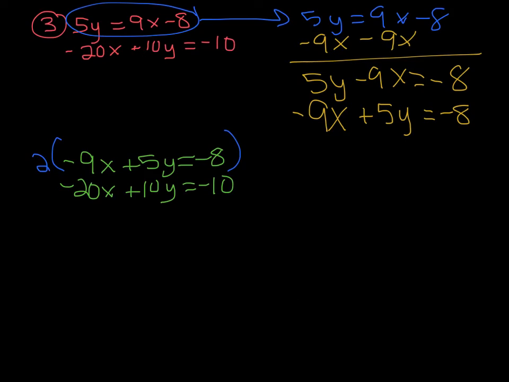However, as I was saying, I need the opposite sign. So actually, I'm not just going to multiply it by 2, but I'm going to multiply it by negative 2. The reason I'm going to do that is because then my 5s can eliminate. So I will end up getting 18x minus 10y equals 16. And then I have that second equation the same.